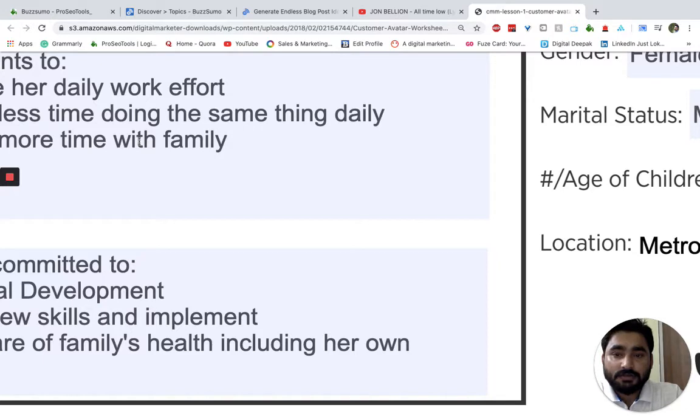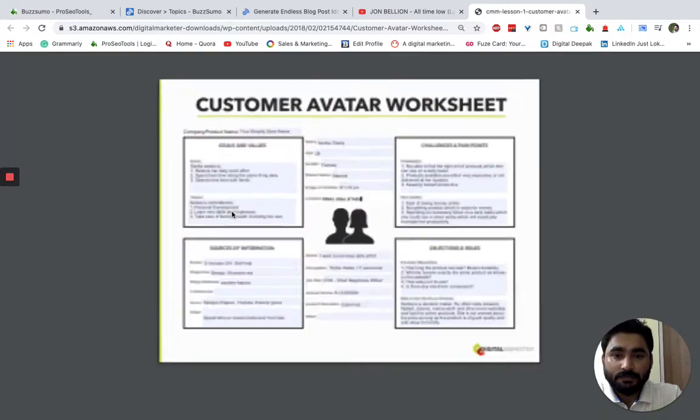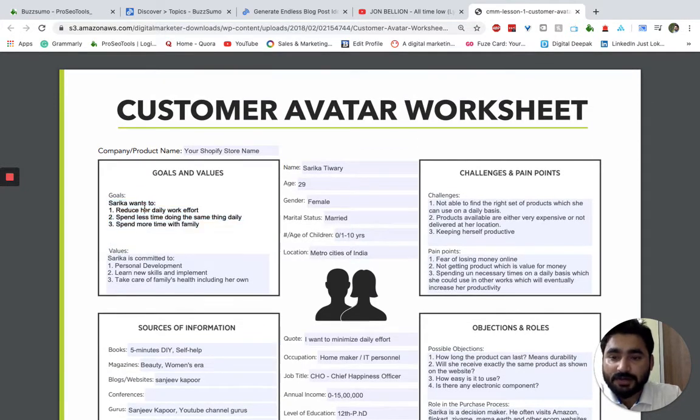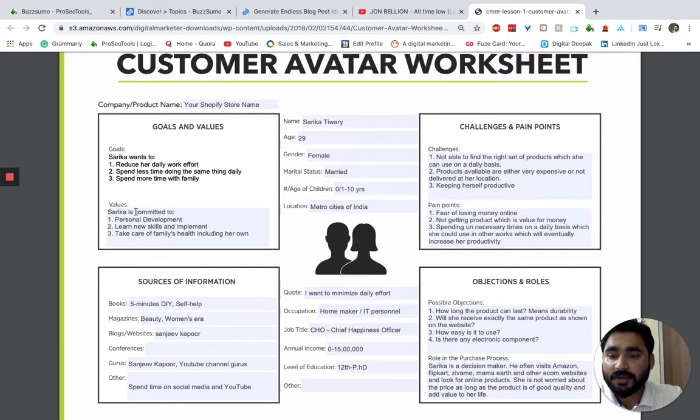Sarika's goal is to reduce her daily effort, spend less time doing the same thing daily, and spend more time with family. Her main aim is to save time so that she can focus on something else. What value is Sarika going to get? Sarika will use that saved time to build her personal development, learn new skills, and take care of her family's health, including her own.